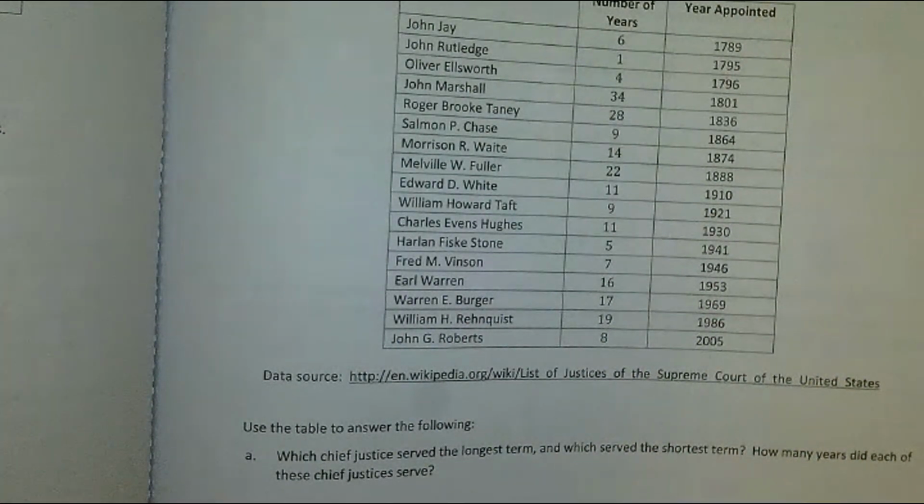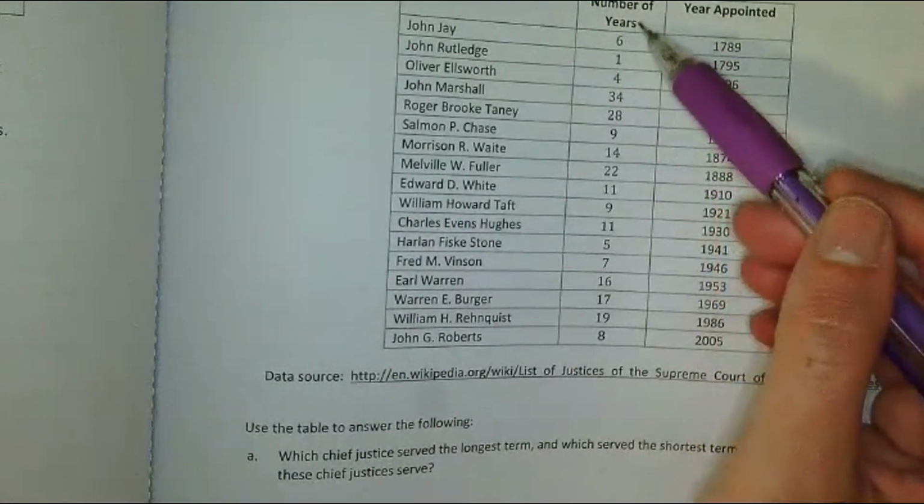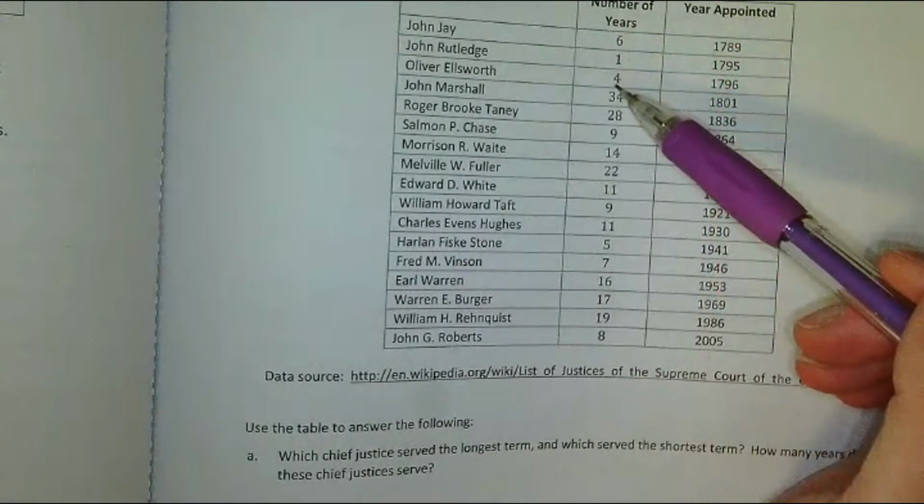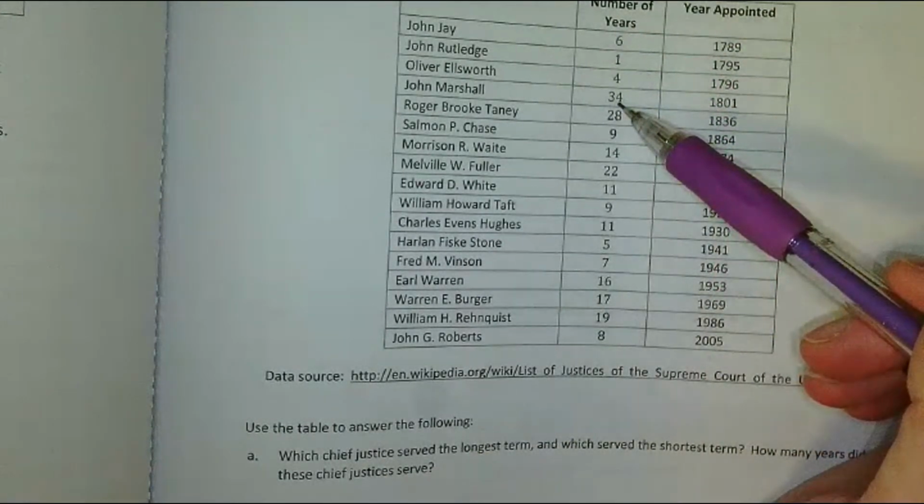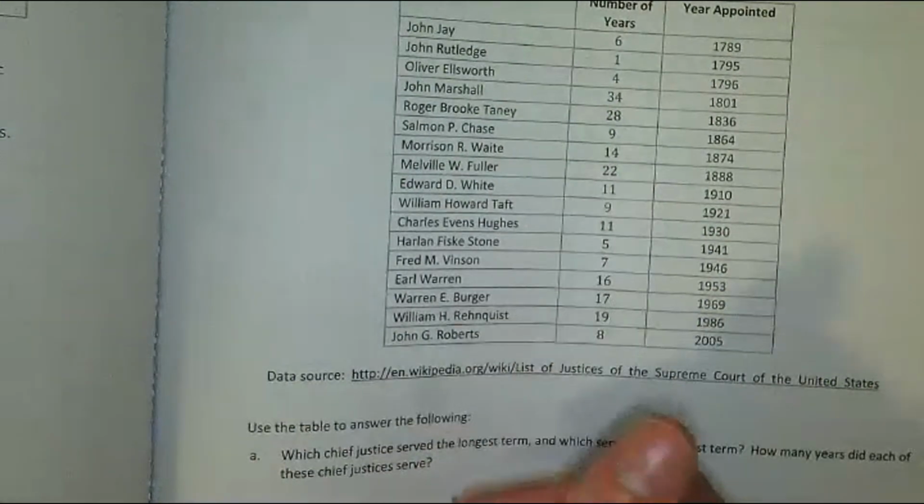Which Chief Justice served the longest term? And which served the shortest term? How many years did each of the Chief Justice serve? So first, let's see who served the longest. So we're going to look at the table, and these are the years that they served. So we're going to see which one was the longest or most years. So I see 34. Is there any that have more than 34? So John Marshall served the longest term.